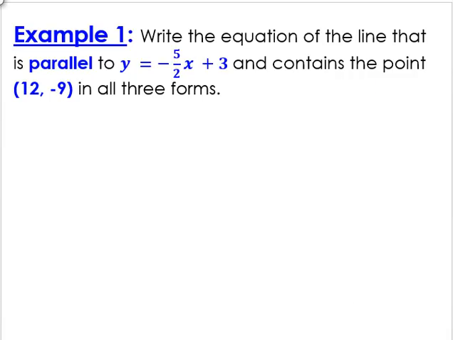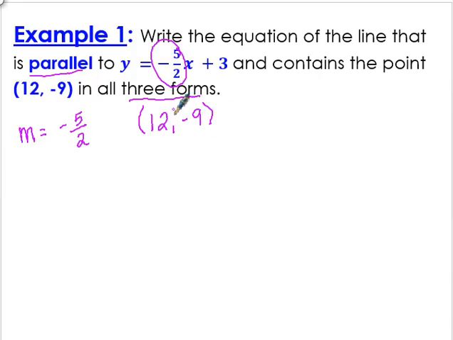First of all, we need to know what our slope should be. If it's going to be parallel to this one, then they have to have the same slope. So my new slope would be -5/2. And not only does it have to have this slope, but it also has to pass through this point, (12, -9), and it says to write it in all three forms.